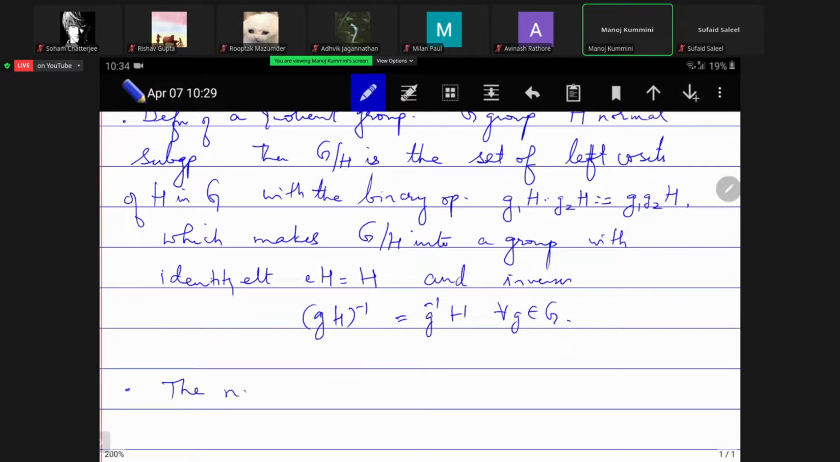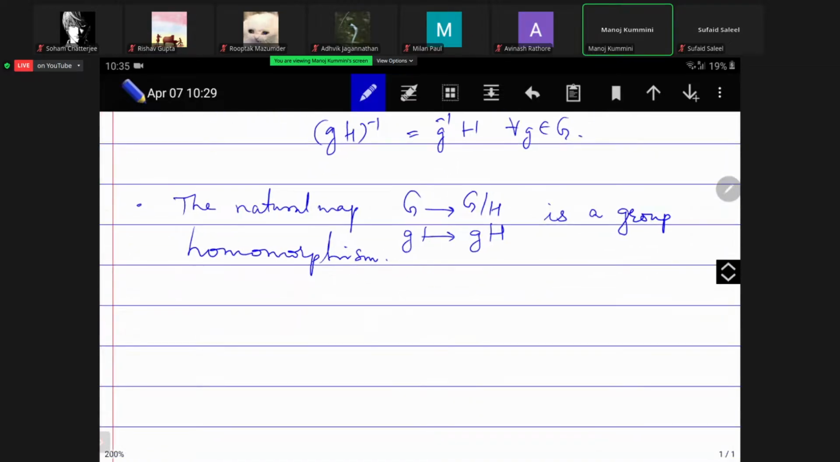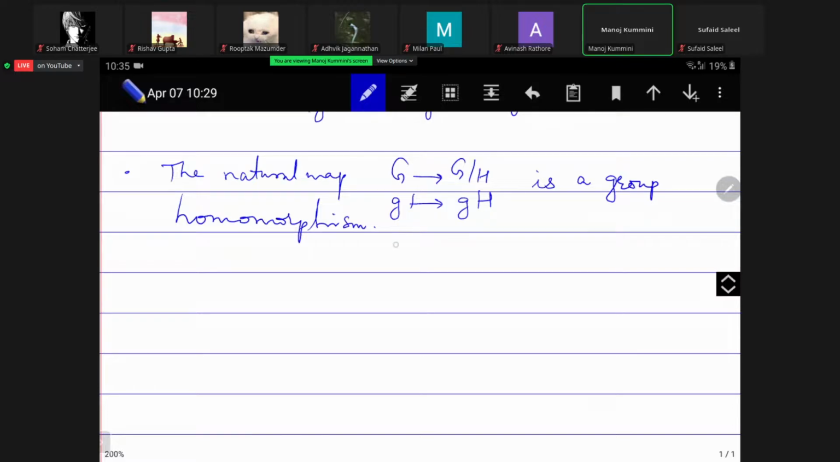The natural map G to G mod H, where a group element is sent to the coset containing it. So this is a natural map that comes from any equivalence relation, is a group homomorphism, a surjective group homomorphism. That's the second thing.